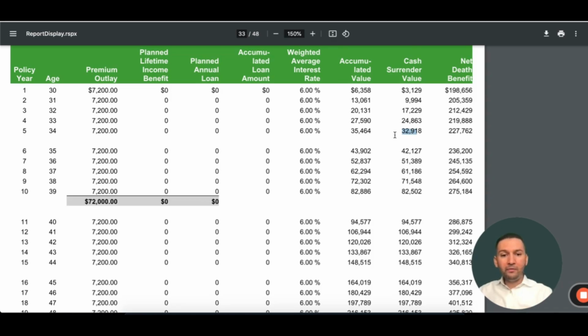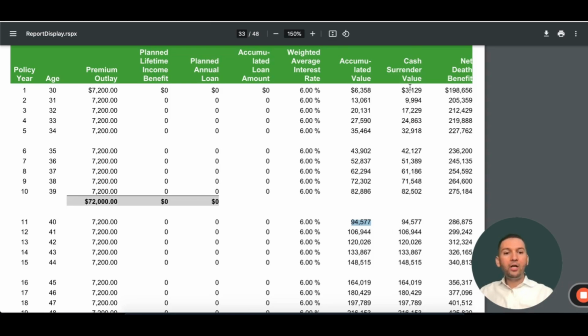And you're going to see here in year 5, there's 35,000 there. It's around $32,000 of accumulated value, almost close to that 90% mark. But again, the longer you have it, 51,000 of the 52. By the time you get to the 10th year, 82,500 of the 82,800, which is above 90%. And then after the 10th year, you now have 100% equivalency here, your ability to borrow against your accumulated value.